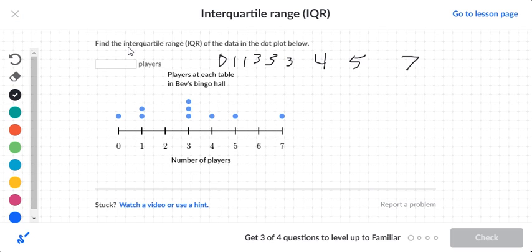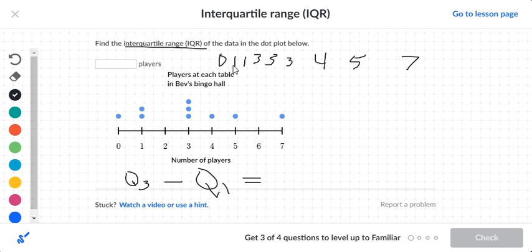Now when you're finding the interquartile range, basically what you're going to do is take quartile 3 and subtract quartile 1. The quartiles are nothing but the numbers exactly in the middle. So we want to find quartile 2 first. Quartile 2 is the exact middle of these numbers. They're already in order.